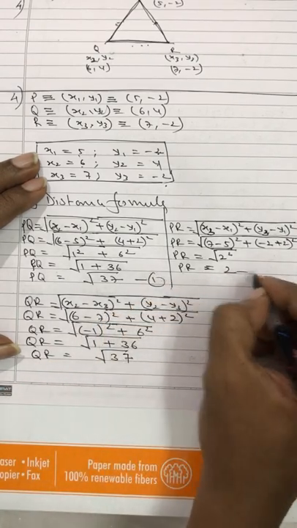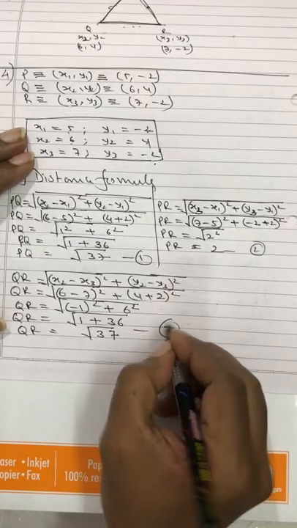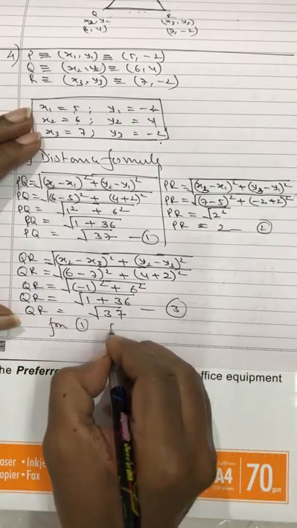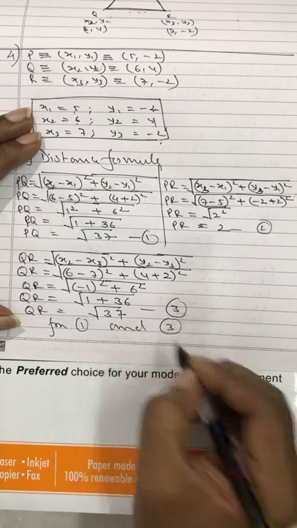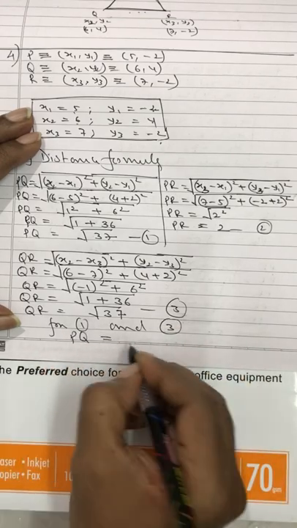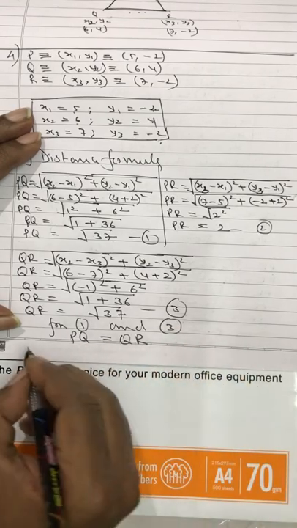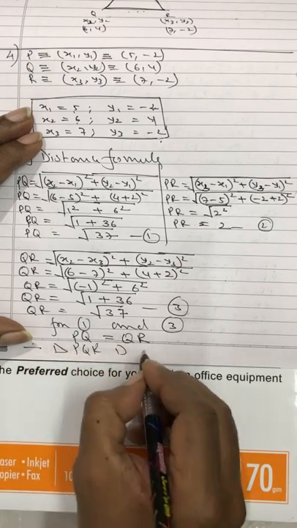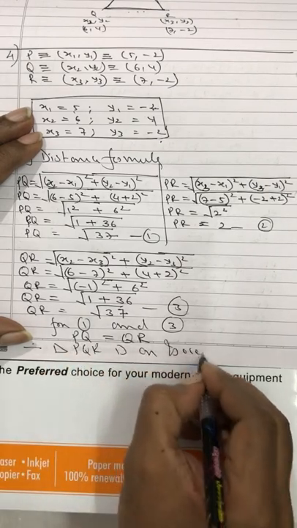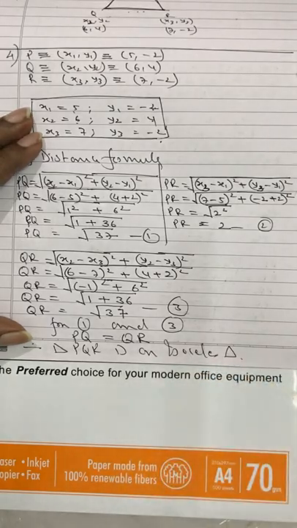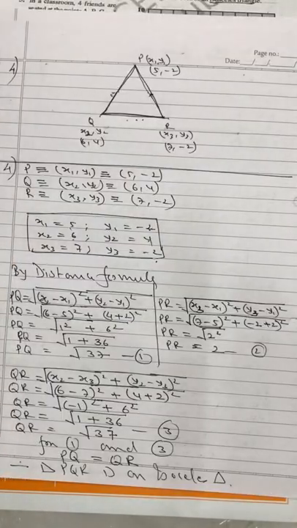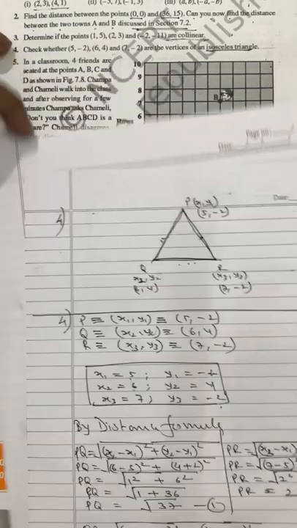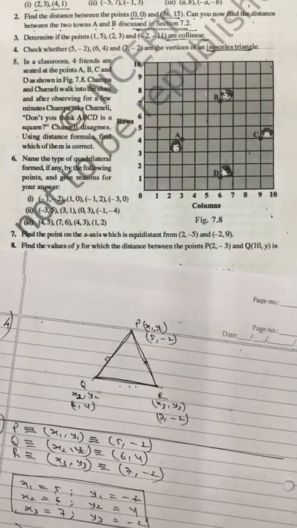This is 1, this is 2, this is 3. From 1 and 3, PQ is equal to QR. Therefore, triangle PQR is an isosceles triangle. Are you getting my dear students? This is quite easy. Nicely going questions. No problems at all. Okay.